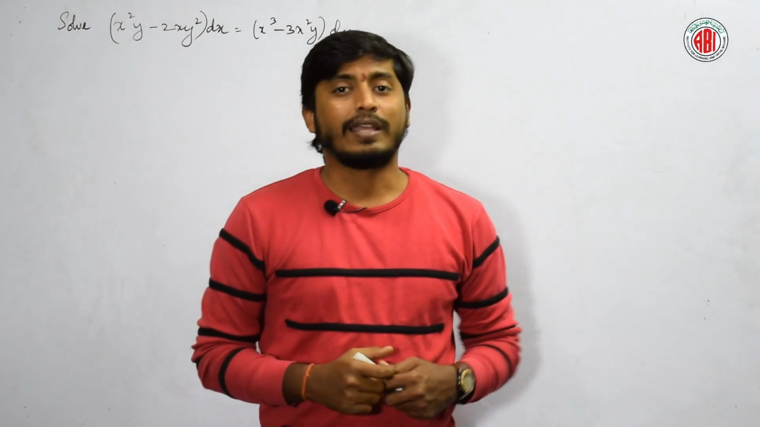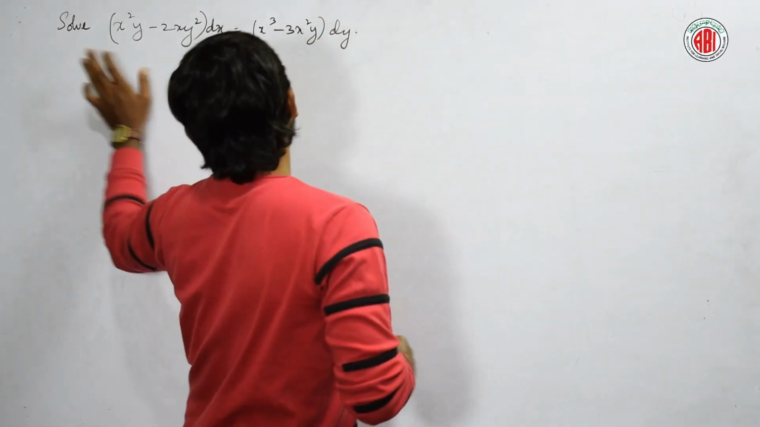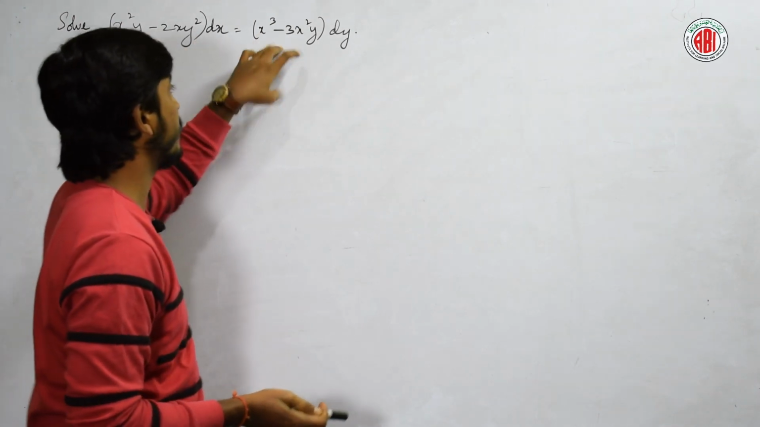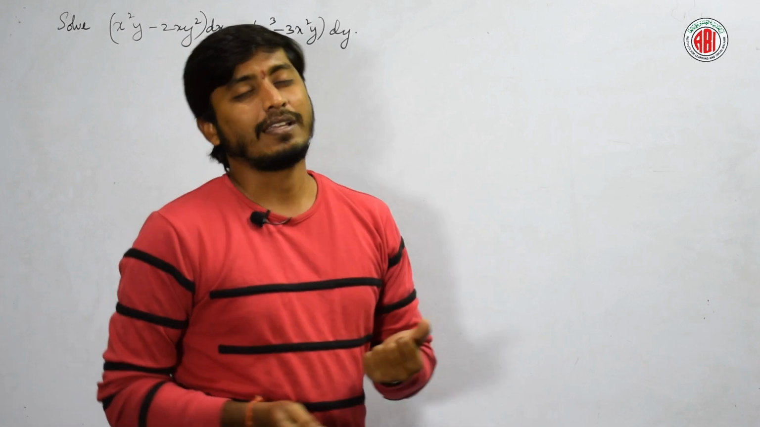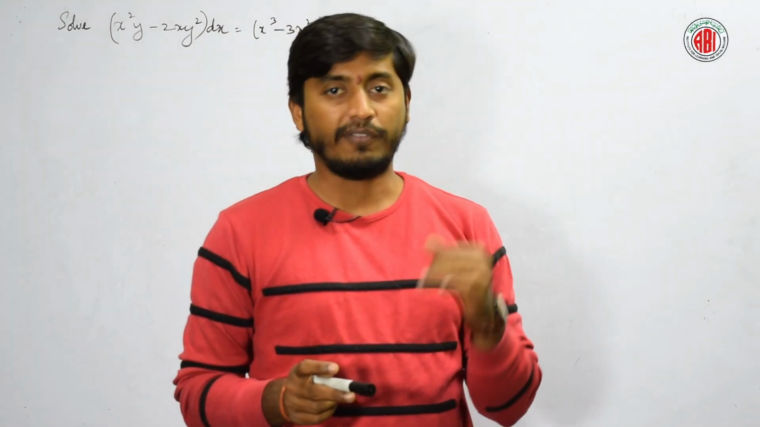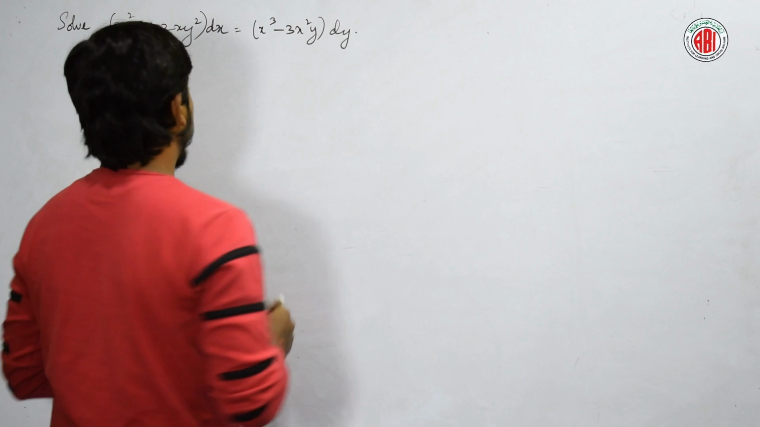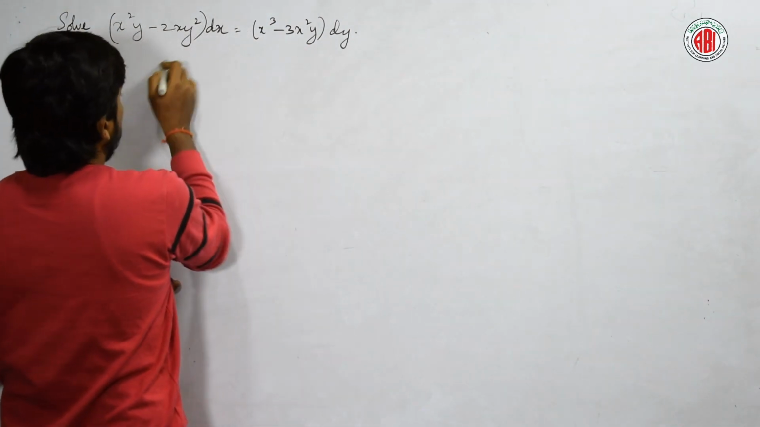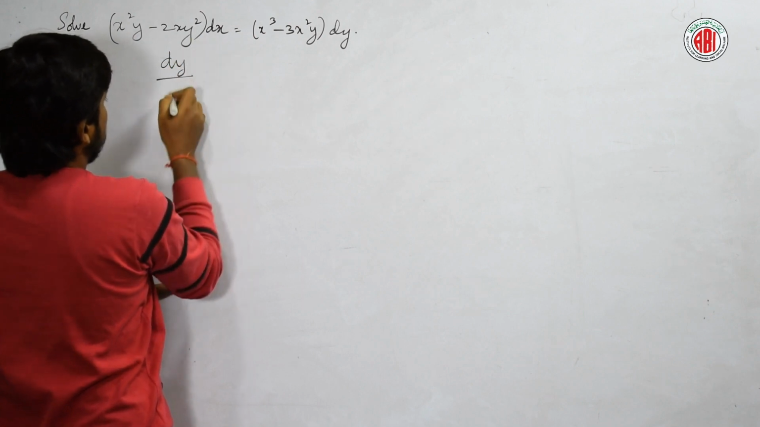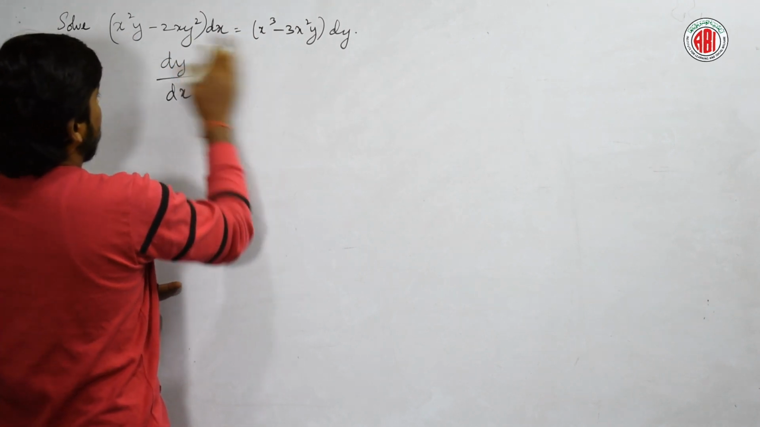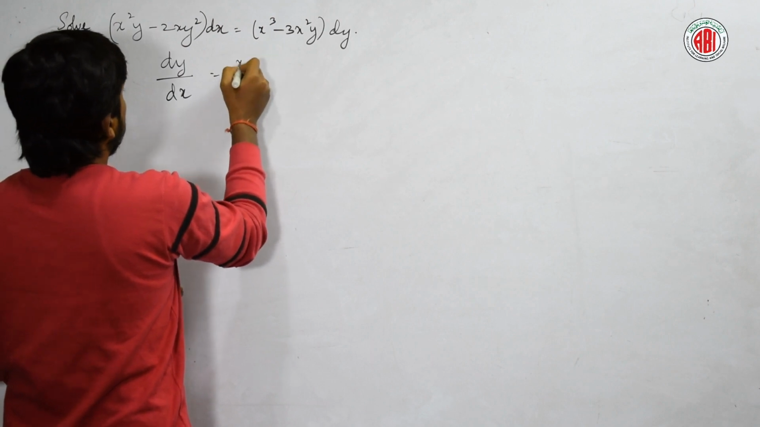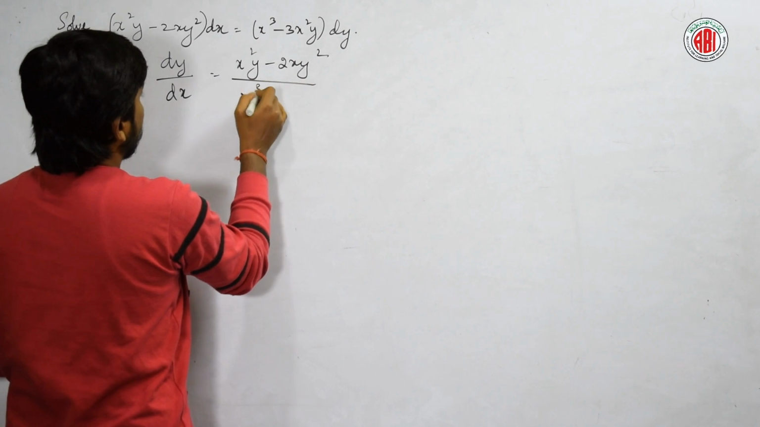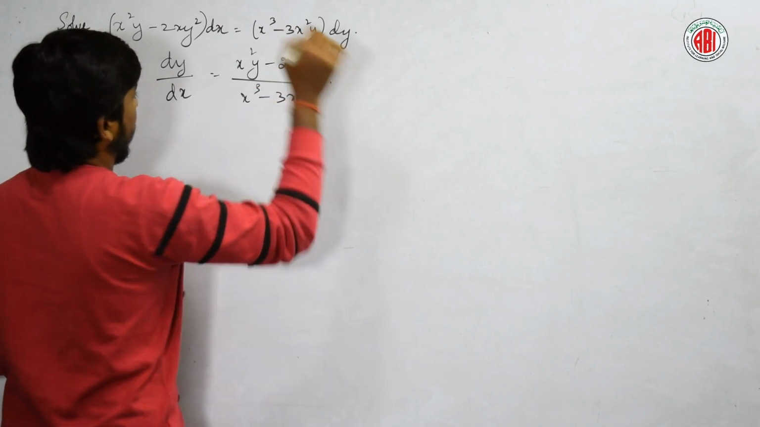Let's do. Look at the next question here. He gave to solve x square y minus 2x y square dx is equal to x cube minus 3x square y dy. What is our first step? To write everything in the form of dy by dx equal to some function. So let us put this dy here only, let us send this dx that side. I will get it as this term by this term, that is x square y minus 2x y square by x cube minus 3x square y.